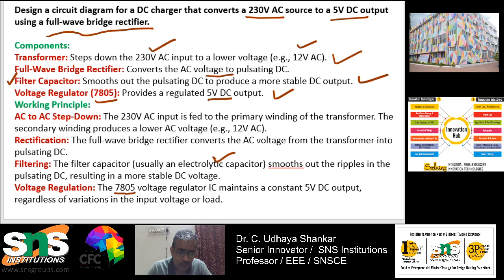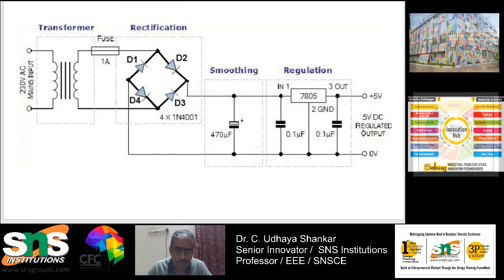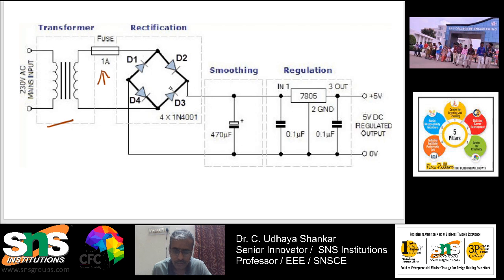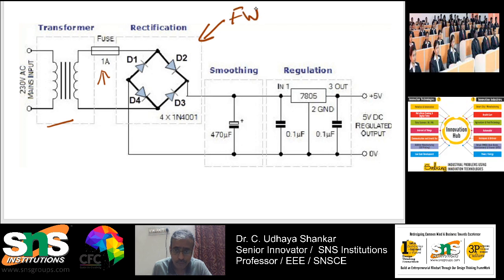Next, let us go into the circuit. You can see that this is the circuit. Here you are using a transformer as we have discussed, and a 1 amp fuse is there in order to protect the entire circuit if there is any fault. And this is the rectifier circuit, the full wave bridge rectifier.